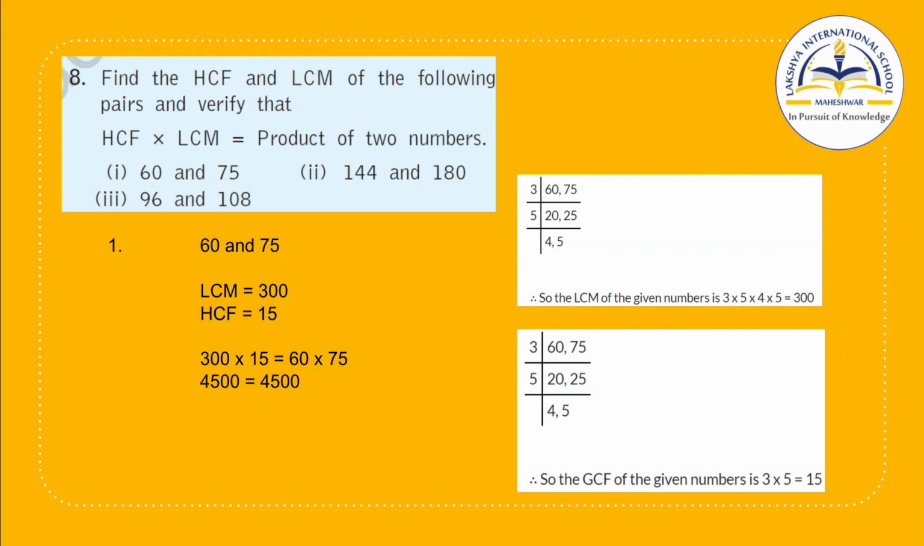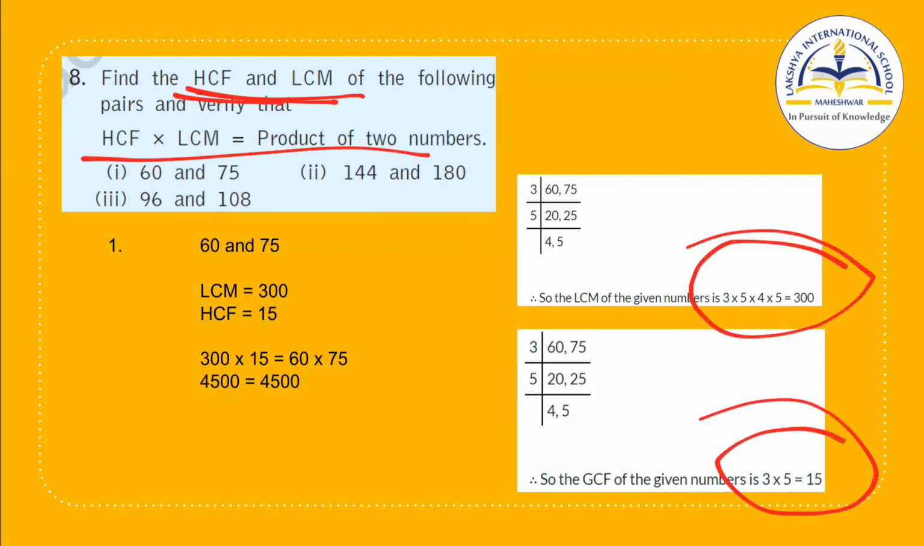Now you have to find the HCF and LCM of the following pairs and verify that. First question is 60 and 75. First we will find the LCM, so our LCM is 300 and HCF is 15. Now we put LCM into HCF, that is 300 into 15, you will get 4500, and in the question it is given 60 into 75. When you solve this you will get 4500. So LHS is equal to RHS, hence we have verified this formula.